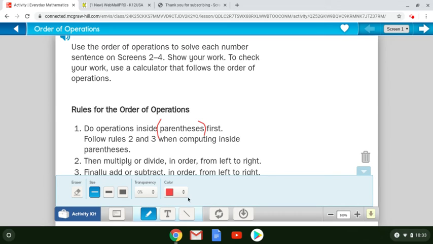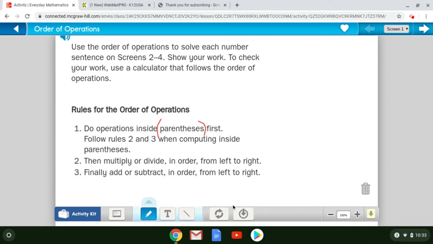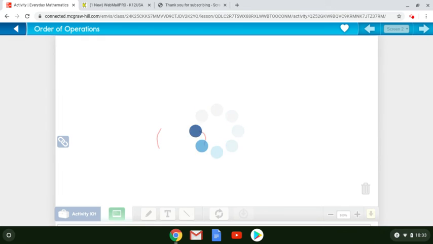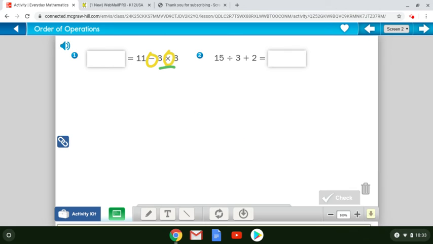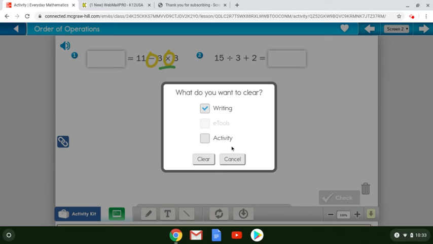And we're going to try a practice problem together. So I'm going to close this out. I'm going to go here. And if you come up here to the top corner, we're going to advance to screen 2. So you can click the arrow and it'll move us right over. Okay, so let's clear this off here. I'm just going to clear this writing.